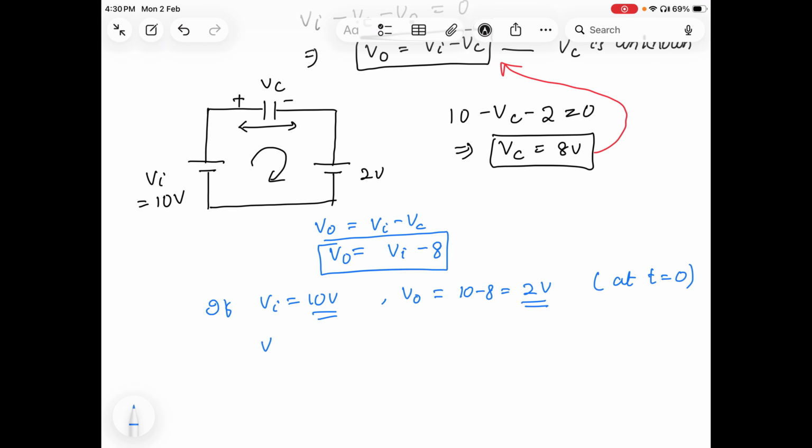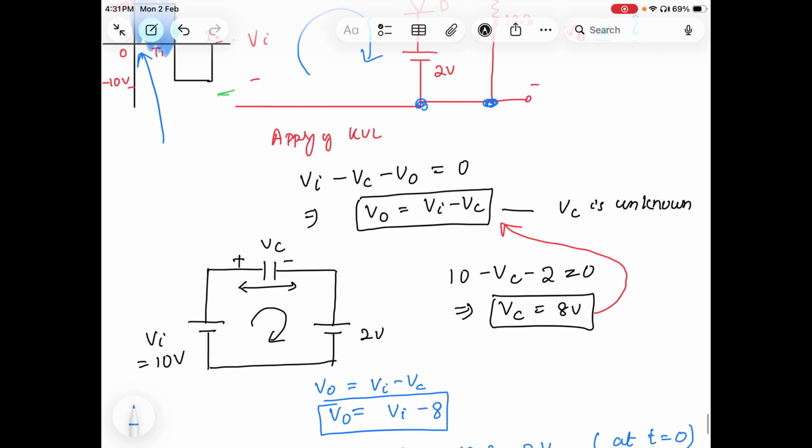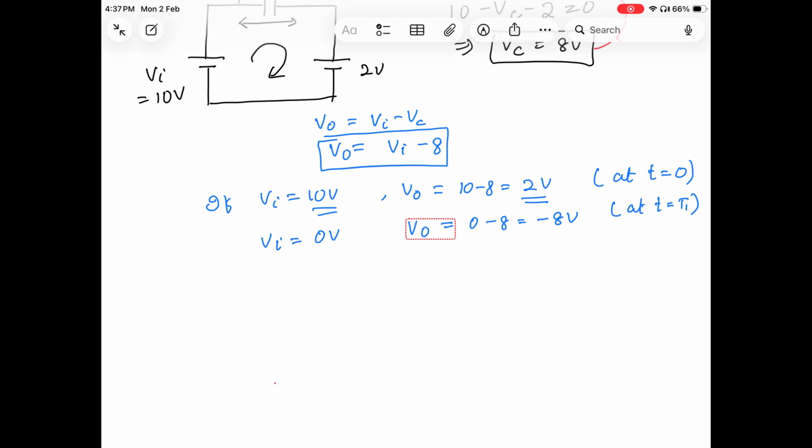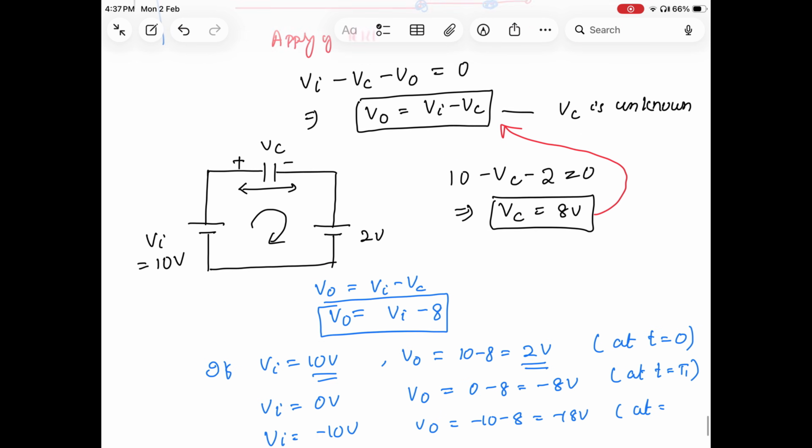Similarly, if I put Vi equal to 0 volt, I get V0, the output voltage, equal to 0 minus 8, that is minus 8 volt. That is at t equal to T1. I can see here when I put Vi equal to minus 10 volt, your V0 becomes minus 10 minus 8, it becomes minus 18 volt. So this minus 8 volt will be in the range of T1 to T2.